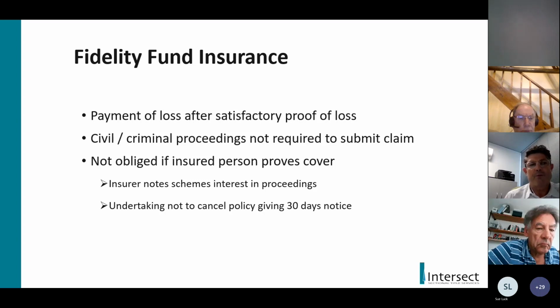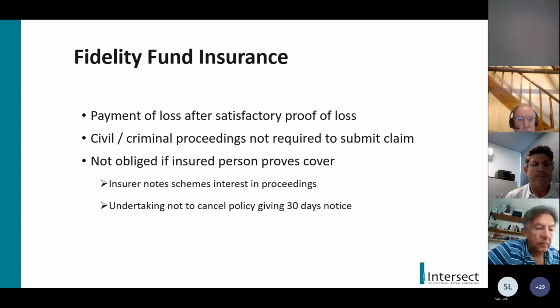So what happens when there's a potential loss? As long as proof of loss has been provided to the insurer, they will pay out the loss suffered by the body corporate. No civil or criminal proceedings need to be applied for or are required to submit a claim against your Fidelity Fund Insurance, as long as the insured person proves that cover is in fact in place. So the body corporate has to prove that they've got Fidelity Fund Insurance in place.